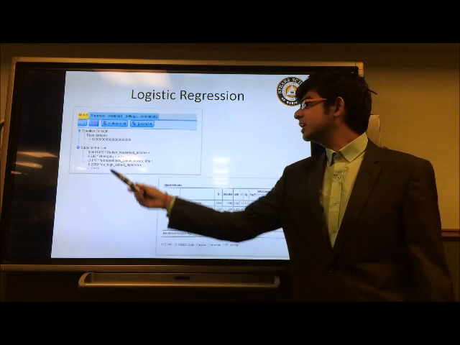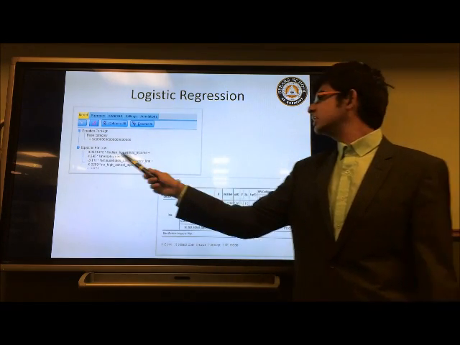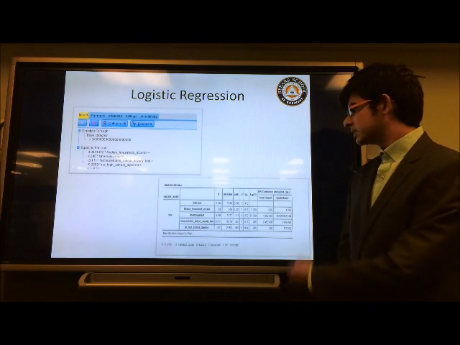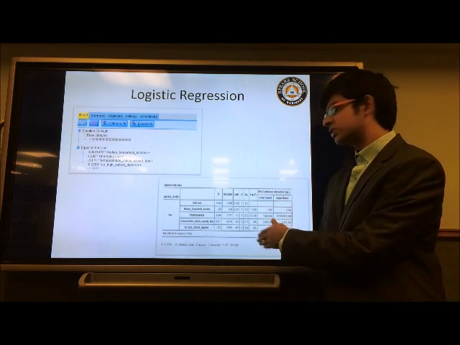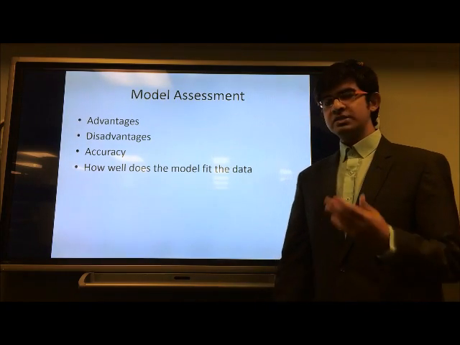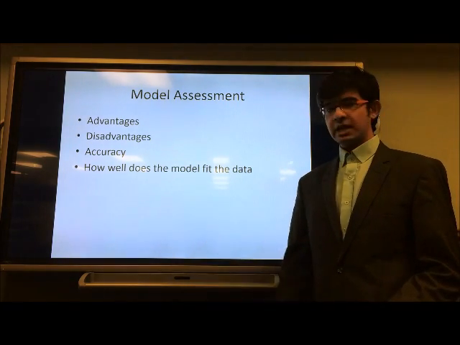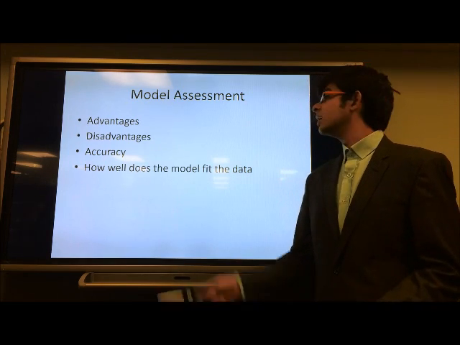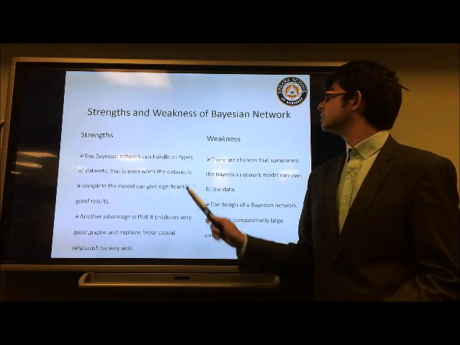The logistic regression draws an equation for the probability to be low. It uses all the four predictor variables, and as you can see, the significance of all these variables. Now to assess the model, we consider the advantages, disadvantages, accuracy, and how well the model fits our data. Let us look into advantages and disadvantages.